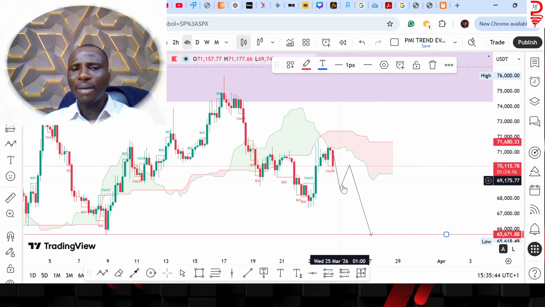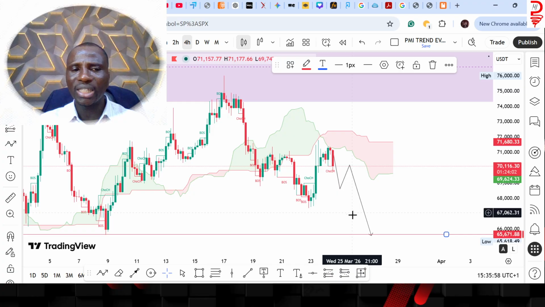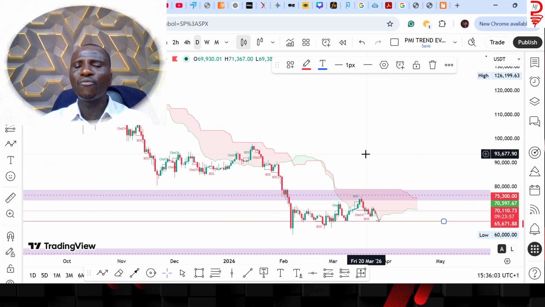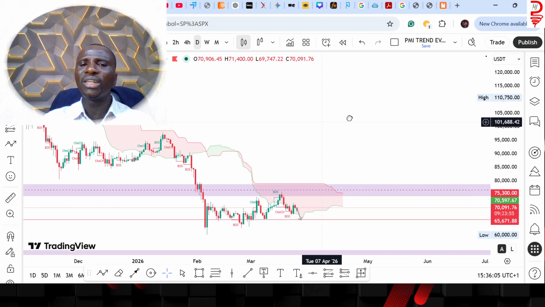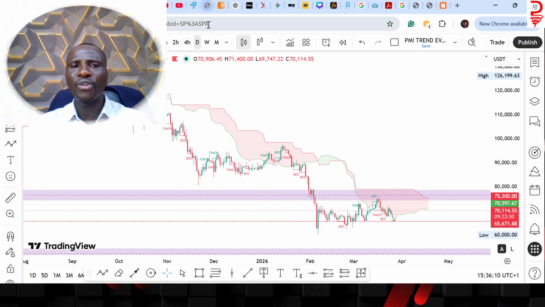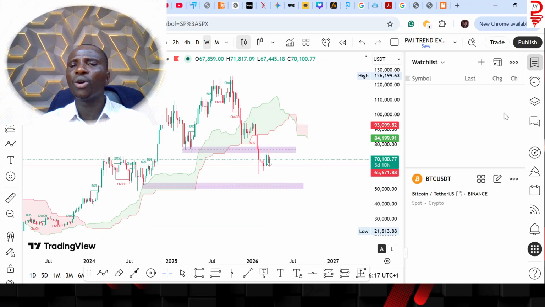But if this trade breaks below this particular 70,000 and corrects itself back into this particular resistance zone, we expect this resistance zone to push it down to 65,000, among other things. Don't forget that on the broader perspective, we are expecting BTC to fall down into 52,000, plus or minus, or thereabout. That's what we are expecting on BTC.